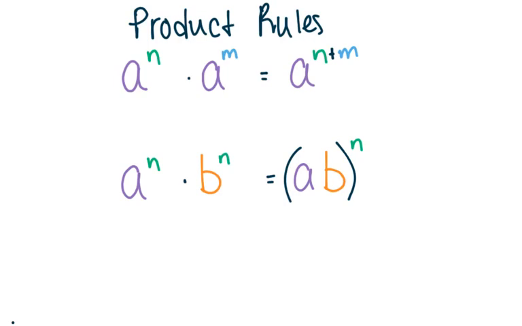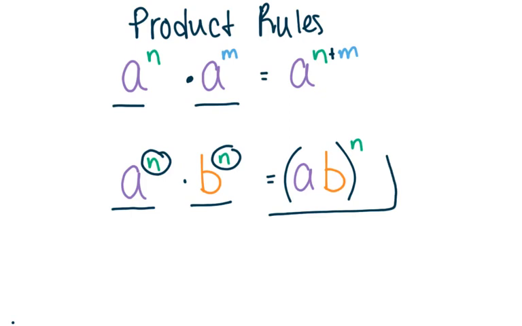These are your product rules. I try to color code things. If you'll notice, if you have two bases that are the same and you are multiplying, then you can add the exponents. That's what that's saying. The next one, if you have two bases that are different but the exponents are the same, then you can rewrite them to look like this, where you would put both bases multiplied to each other in parentheses, and then you would only write the exponent one time.